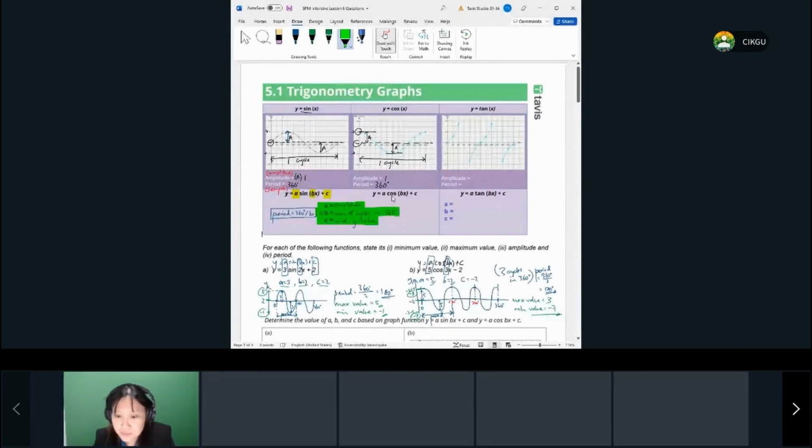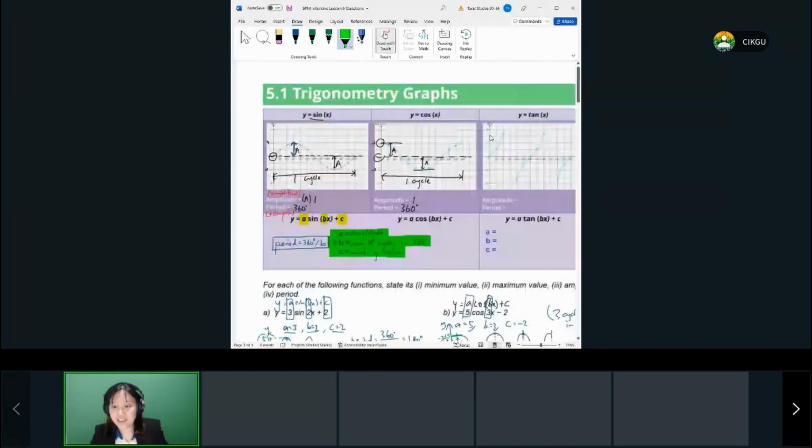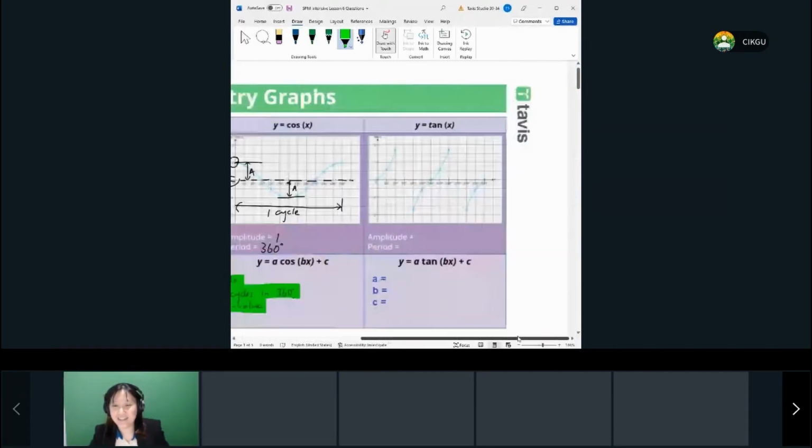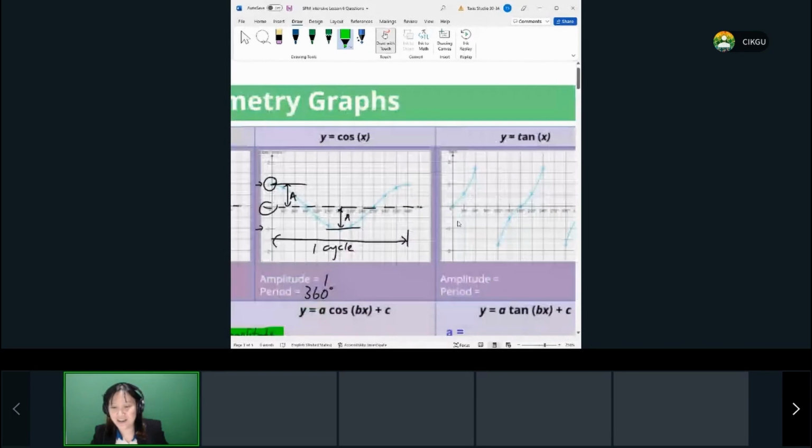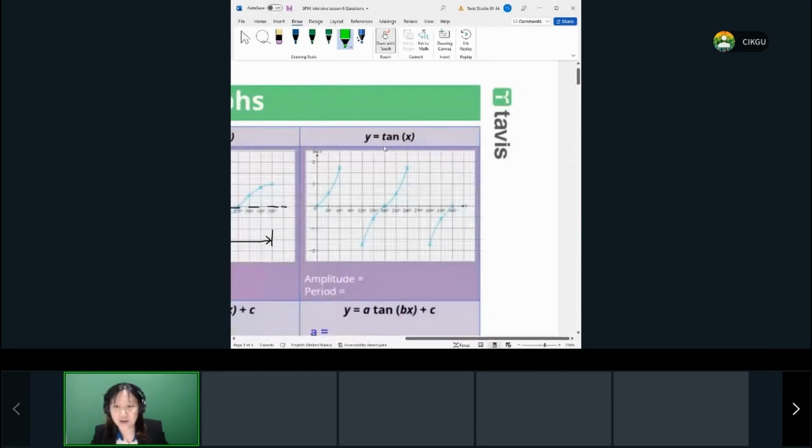Okay, now, the tangent graph is the most awkward one. There's no resemblance at all comparing tangent graph to sine cosine graph. Because it looks like this. Same thing, start from 0, but the graph curves upwards, and it never ever touches x at 90 degrees. Never ever.